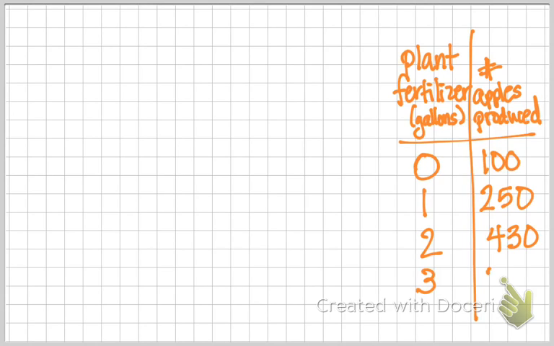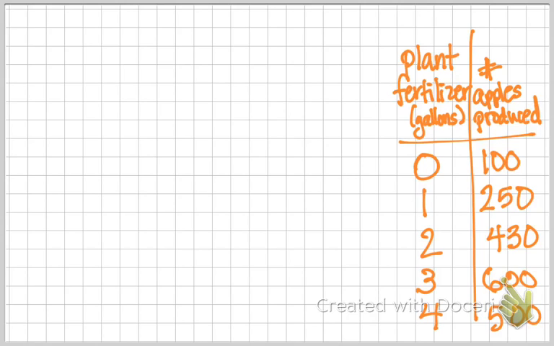So let's start off and say that when no fertilizer was used, you got 100 apples off of the tree. If a gallon of fertilizer was used over the growing season, then let's say that it was 250. 2 gallons, 430, and 3 gallons, 600, 4 gallons, and let's go back down to 500. Okay, these are totally made up numbers, everybody.